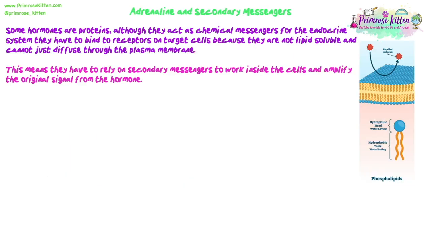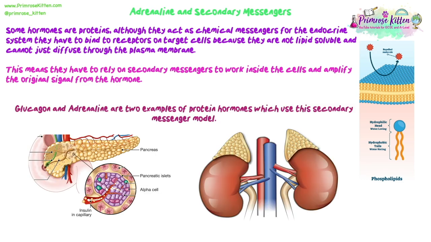Some hormones are what we call non-steroid hormones. This means they have to bind to a receptor on the outside of the cell membrane and rely on what we call secondary messengers to work inside the cells to amplify that original signal and cause the change to happen within the cell. Glucagon and adrenaline. Adrenaline is secreted by the adrenal glands, which are found on top of your kidney. So you have one gland on the top of each kidney and they secrete the hormone adrenaline.